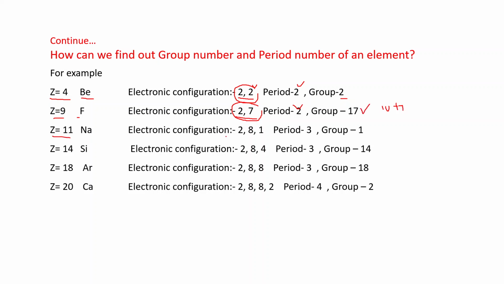Atomic number is 11. Electronic configuration is 2, 8, 1. Now you can see 3 shells are there. This is K, L, M. That's why period is 3. And group is, valence electron is 1. That's why group is 1.